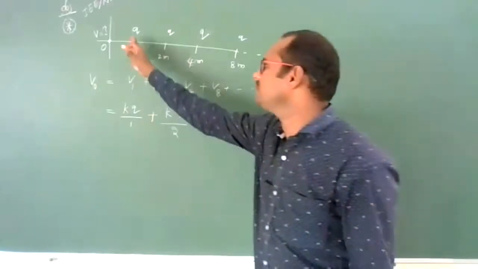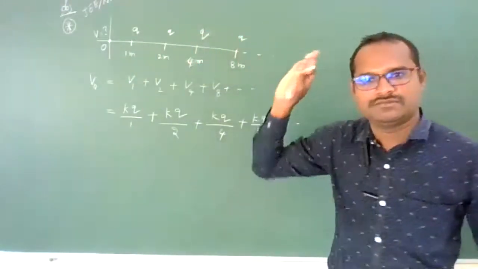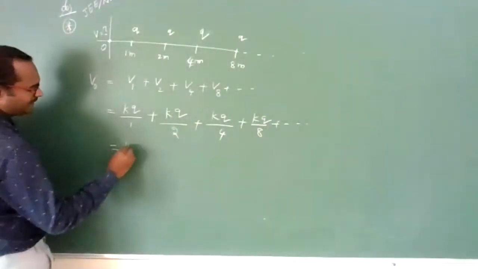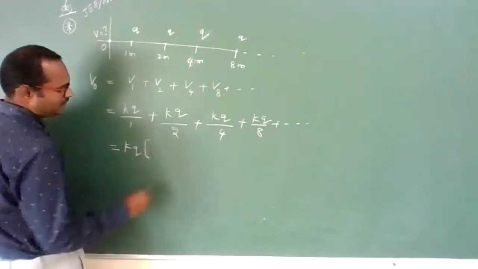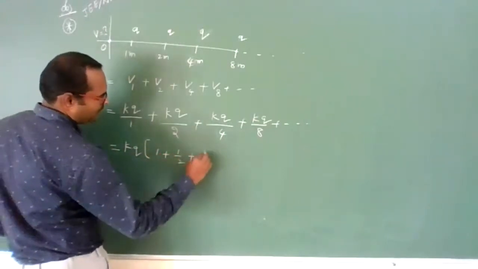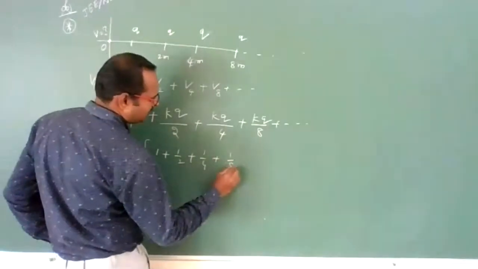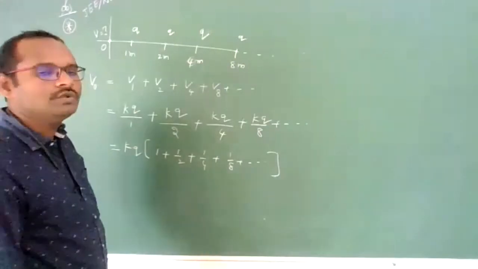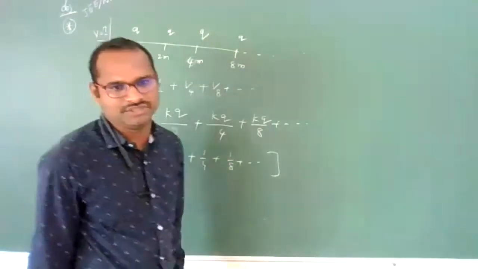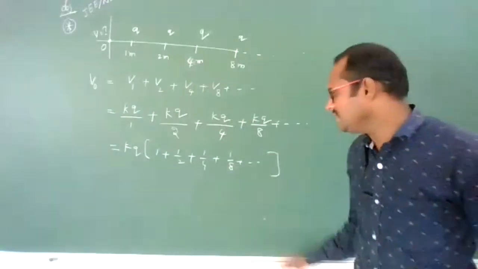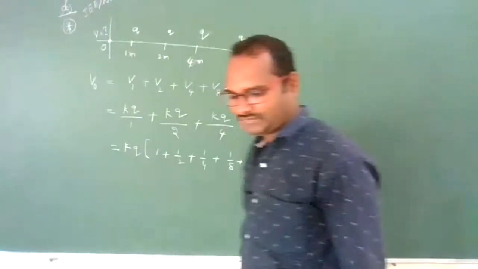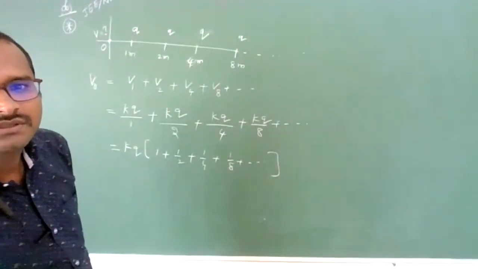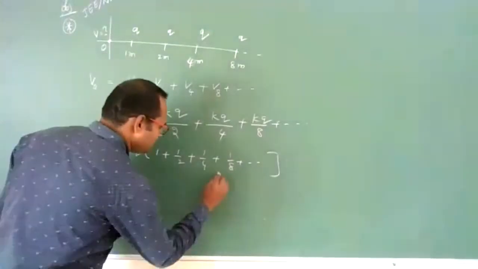Here, all the charges I have taken are of equal magnitude and the same nature, all positive. Now, can we take kq common? Yes, we can. Then you will get 1 plus 1 by 2 plus 1 by 4 plus 1 by 8 and so on, up to infinity. Now you just need to find this summation. If you observe carefully, which series is this? Yes, these are in GP.